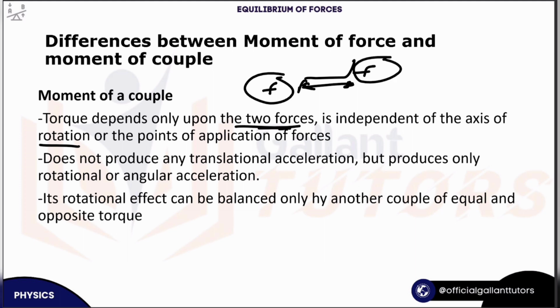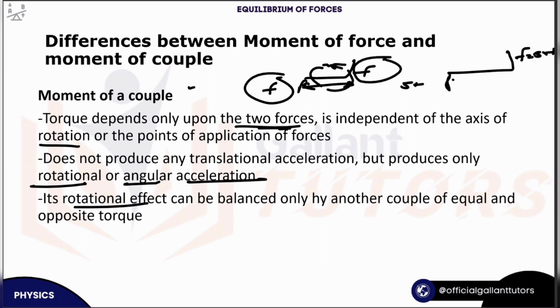It does not produce any translational motion. Regardless of how I turn this, you don't expect it to be in a new position. It must just keep on rotating. So what it produces is a rotational effect, a rotational or angular acceleration. Is that clear? Good. Now, the rotational effect can be balanced by another couple of equal and opposite. So if I have something like this, with 5 Newton and 5 Newton, and also this 5 Newton, you don't expect anything to move. It's going to be balanced and remain in this particular state. Is that very clear? All right.